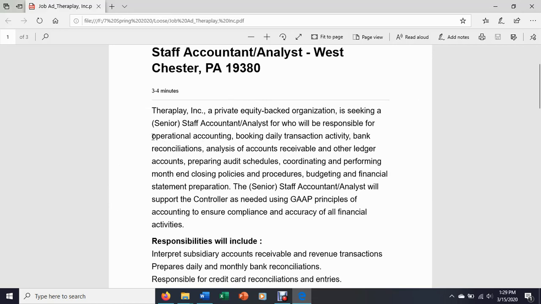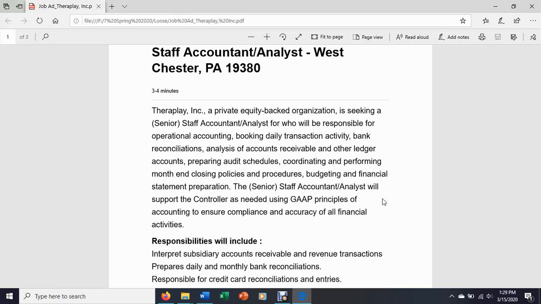So the person who gets this job, for instance, would do operational accounting, booking daily transaction activity, bank reconciliations, analysis of accounts receivable, and other, etc., etc. You can read it yourself if you want to. So if those are sets of things that you're not fundamentally prepared to do, you know this is probably not the right job for you.